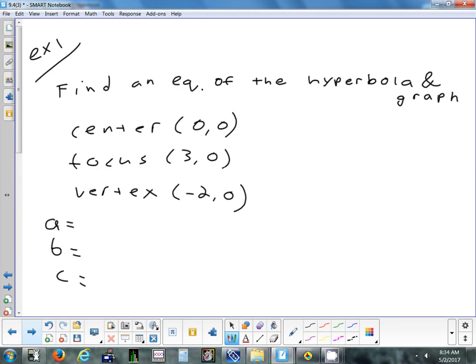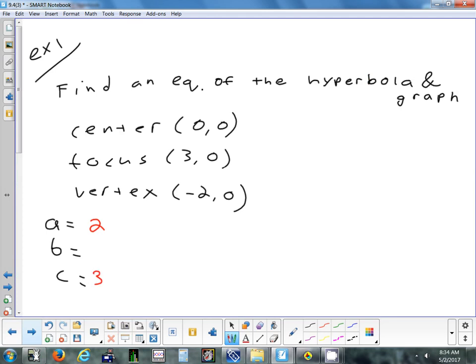All right, so we know the definition of A is the distance from the center to the vertex, and C is the distance from the center to the focus. I have enough information to find all of that. So what would A be here? 2. Yeah, we're always going to write it as a positive. Maybe that's why they put absolute values around it, in case you wrote it as a negative. But we'll always do it as a positive. So A is 2. And then C, what's the distance from the center to the focus?